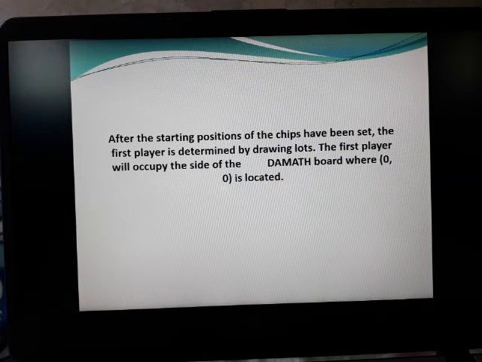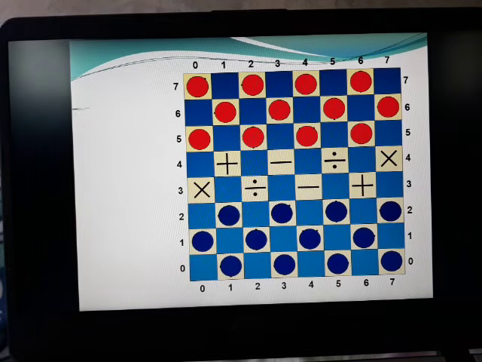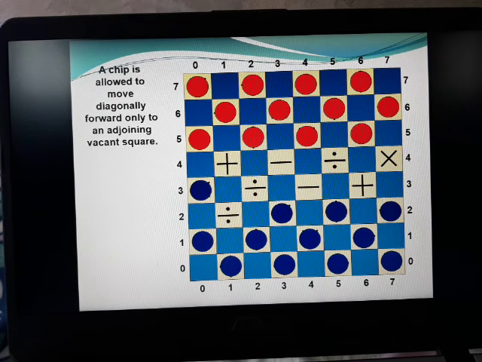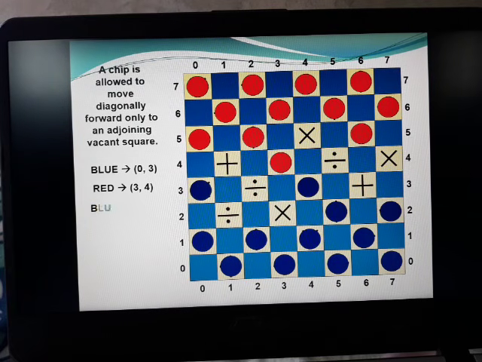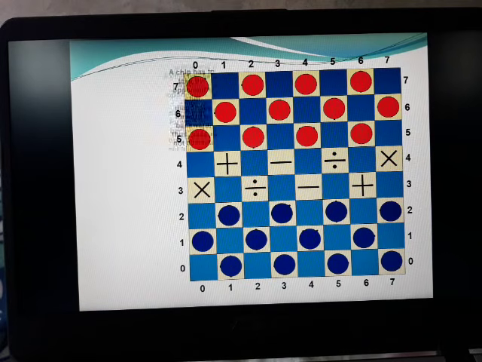After the starting position of the chips has been set, the first player is determined by drawing lots. The first player will occupy the side of the DAMATH board where 00 is located. A chip is allowed to move diagonally forward only to an adjoining vacant square. So blue moves to 0, 3; red moves to 3, 4; blue moves to 4, 3; then red moves to 7, 4.